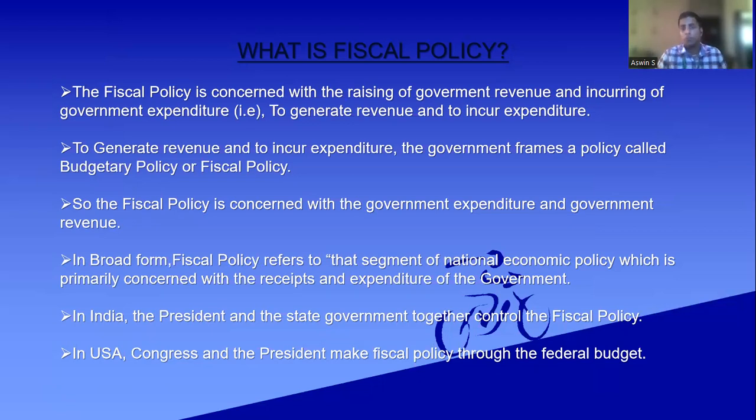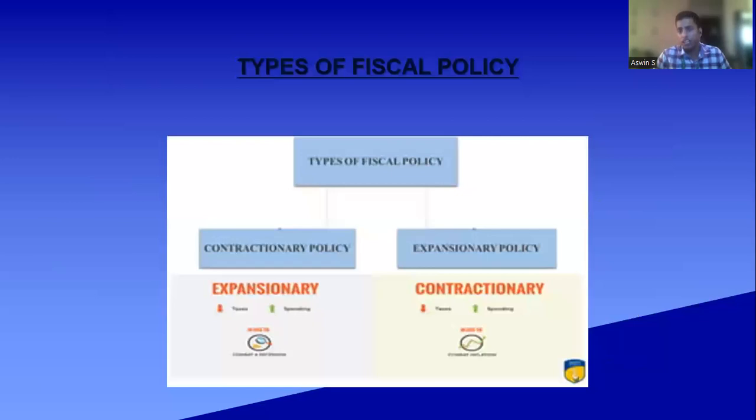The types of the fiscal policy. The fiscal policy is basically classified into two main divisions. The first one is the contractionary policy and the second one is the expansionary policy. In the contractionary policy, in brief, it is used to control inflation. So the taxes are reduced and the government spending will be increased. In the expansionary policy, it is used to combat the recession. So the taxes are reduced and the government spending will be high.